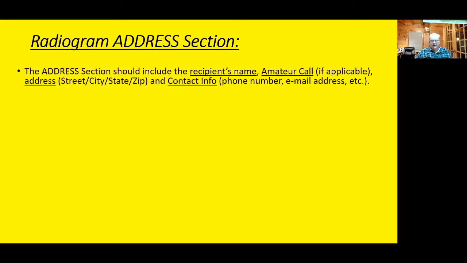Radiogram address section. The address should include the recipient's name, amateur call if possible, address, street, city, town, etc., and his contact information. If you don't have contact information, don't even bother taking the message. It's not worth it. It's going to cause trouble on the air when you try to deliver it. And unless it's a priority or emergency, don't even take a message unless you have contact information.